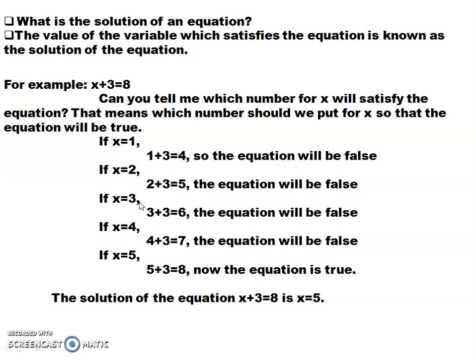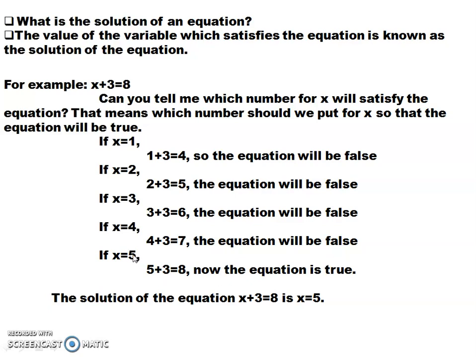Put x = 3. What will happen? 3 + 3 = 6. It is not equal to 8. So, again the equation will be false. If I put x = 4, what will happen? 4 + 3 = 7. Again, it is not equal to 8. So, if I put x = 4, the equation will be false.